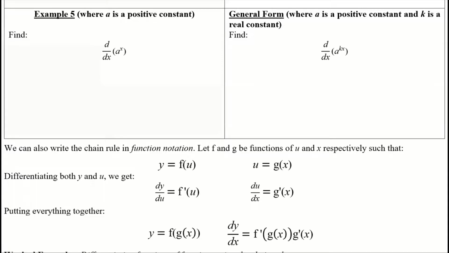All right, and example 5, we're saving the best till last here. This is not straightforward, and I'll go through this carefully with you. We want to differentiate a to the power x, where a is a positive constant. So this is any kind of power, exponential function, we should say.